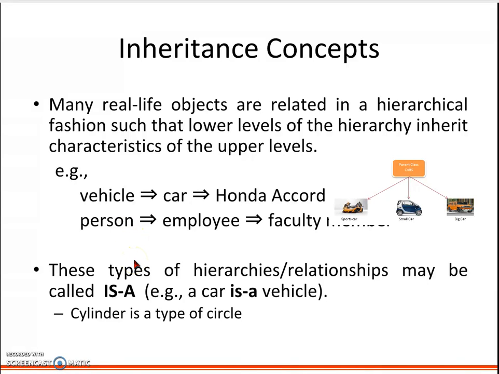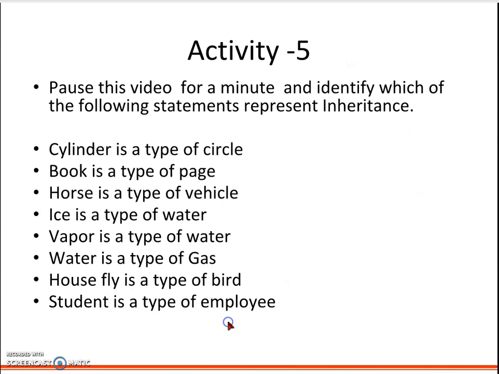When two objects have a relationship, then we can apply inheritance. For example, cylinder is a class, circle is a class. There is a relationship between these classes, so we can create inheritance, because cylinder is a type of circle. So we can create inheritance between these two objects. There is a connection between these two objects using an is-a relationship, so we can create the inheritance.